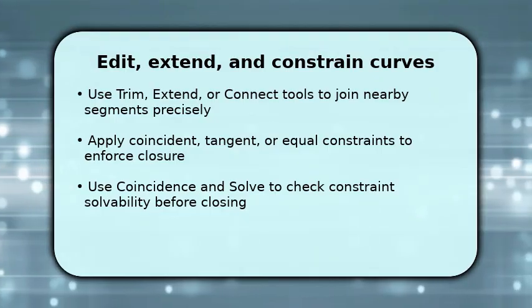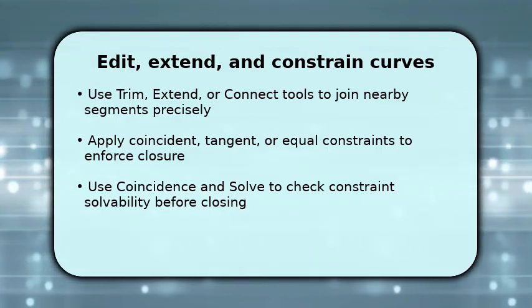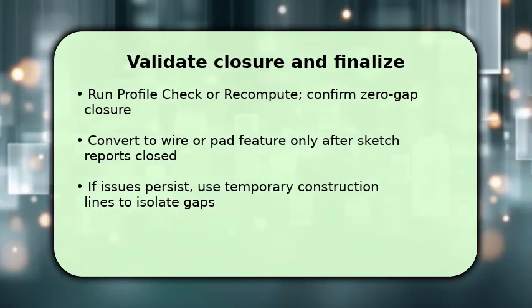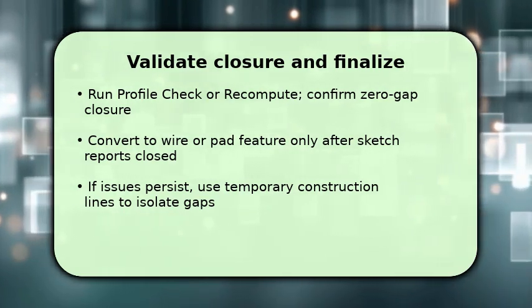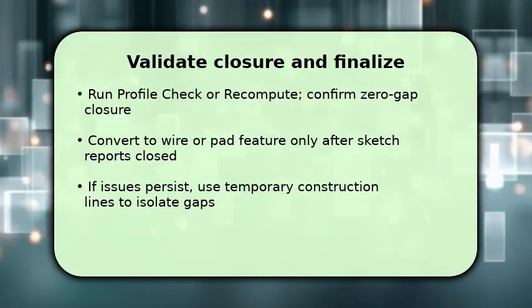You finish by validating closure with profile check or by recomputing the sketch. Look for zero gap and no under-constrained warning. If it's closed, create the intended feature, pad, pocket, or wire from that profile.